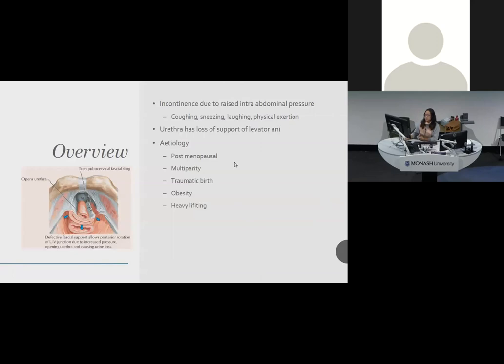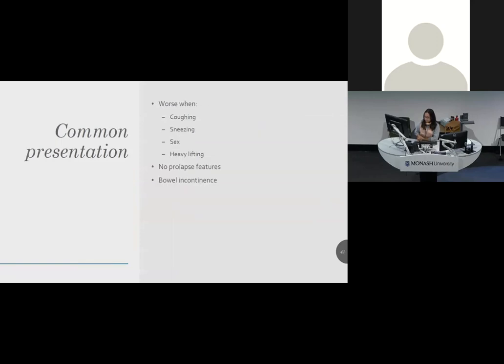In terms of etiology, a lot of these women are postmenopausal. They've had a lot of babies, maybe a few traumatic births, forceps, shoulder dystocia, things like that. They are heavier ladies and they might have had a lot of heavy lifting in their occupation. Common presentations: they'll say, I get a bit of leakage when I cough, when I sneeze, when I have sex, when I laugh. They should have no prolapse features either, and they may or may not have some bowel incontinence.